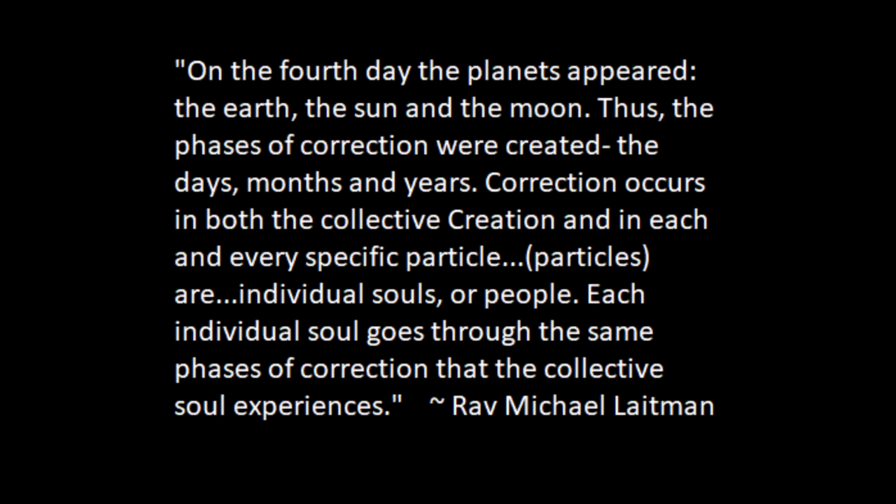In the path of the Kabbalah, Rav Michael Laitman is a little oblique. On the 4th day, the planets appeared, the earth, the sun, and the moon. Thus, the phases of correction were created, the days, months, and years. Correction occurs in both the collective creation and in each and every specific particle. Particles are individual souls or people. Each individual soul goes through the same phases of correction that the collective soul experiences.